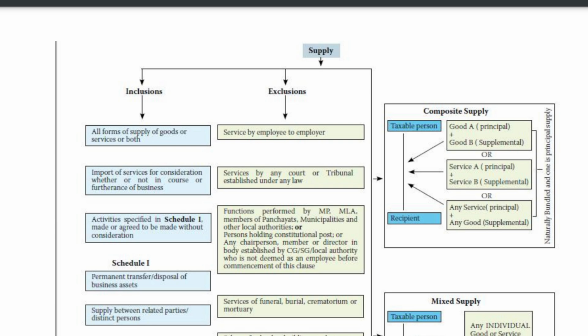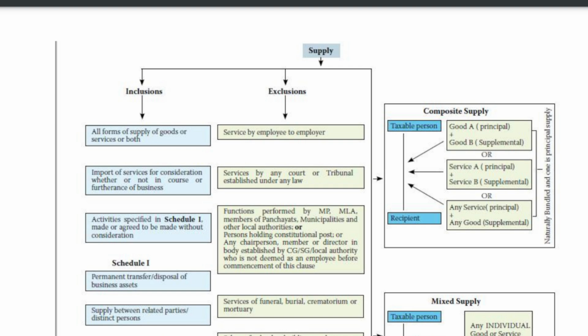All forms of supply of goods or services are covered. Import of services for consideration, whether or not in the course or furtherance of business.